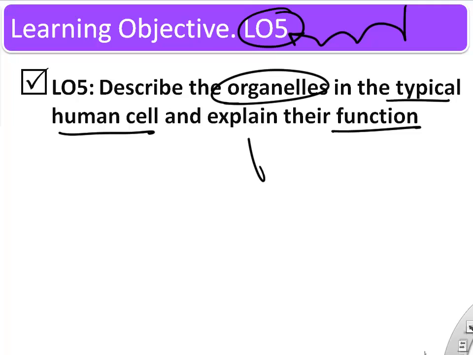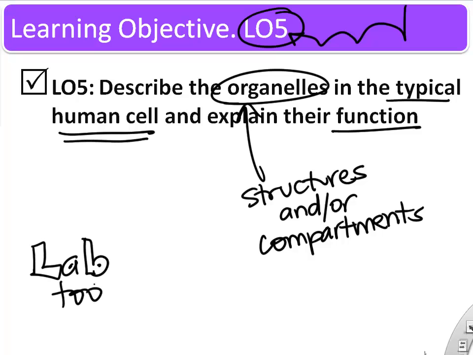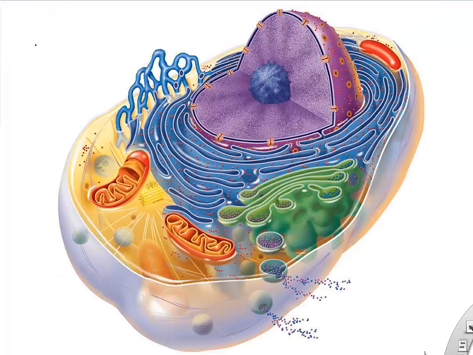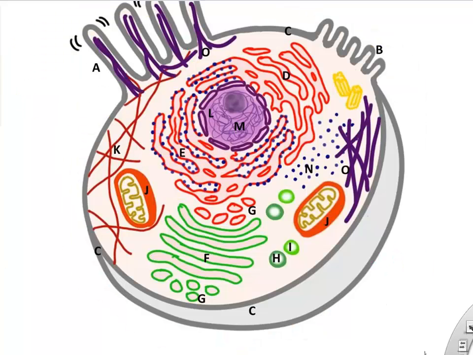Cells have specialized structures called organelles, and these specialized structures, often compartments, have certain functions within our cell. We're going to focus more on this in lab next week, but we can also learn a little bit as an introduction right now. So if you quick pause this, you can identify all the organelles either in the textbook or in this cartoon version.